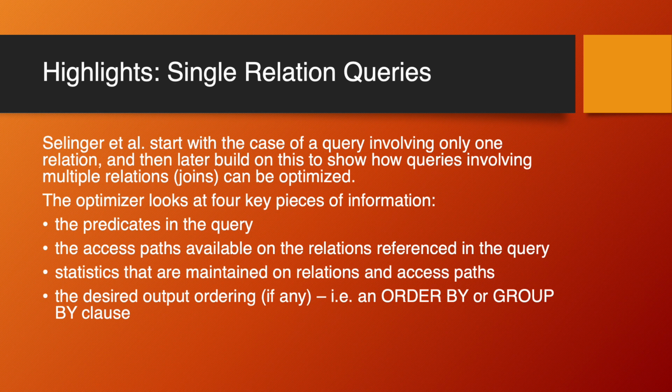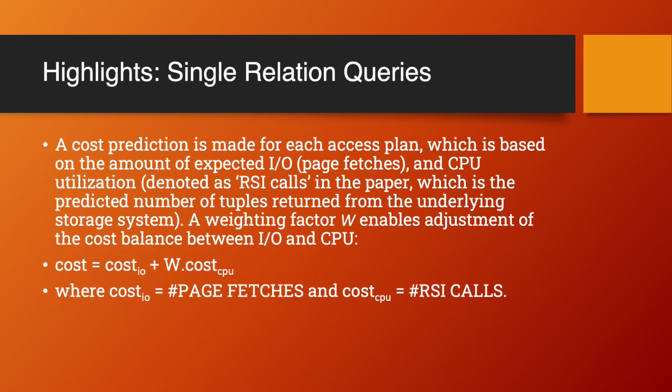The query optimizer looks at 4 key pieces of information: the predicates in the query, the access paths available on the relations referenced in the query, statistics that are maintained on relations and access paths, and the desired output ordering, if any. That is an ORDER BY or GROUP BY clause. A cost prediction is made for each access path, which is based on the amount of expected I/O, that is page fetches, and CPU utilization, denoted as RSI calls in the paper, which is the predicted number of tuples returned from the underlying storage system.